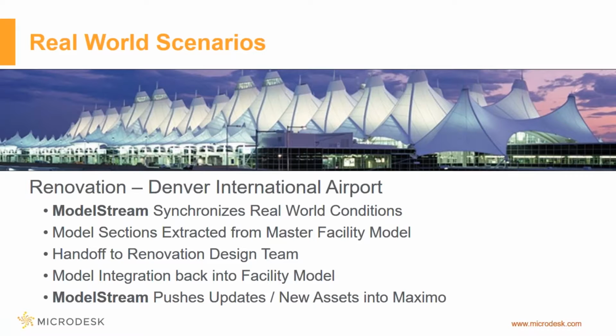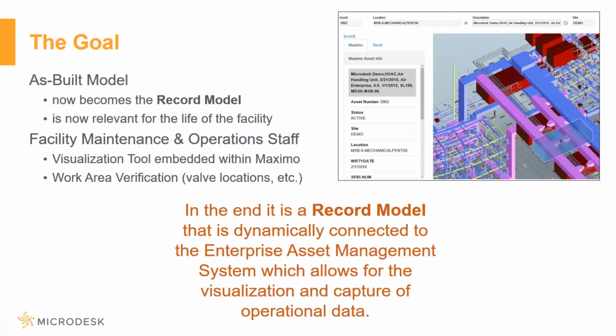And in total, it was 4 weeks. And in reality, the ModelStream implementation and the migration of the assets was during the last week of the project. So we've taken that 12 to 18 month timeline that we had before, and we've collapsed it down into 1 month, and even less than that, 1 week, which is a huge, huge improvement. So now, as this facility becomes operational, the operations and maintenance staff have the information at their fingertips and available to them starting on day 1.